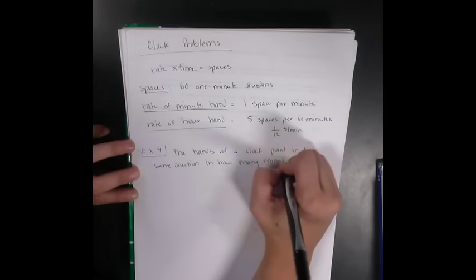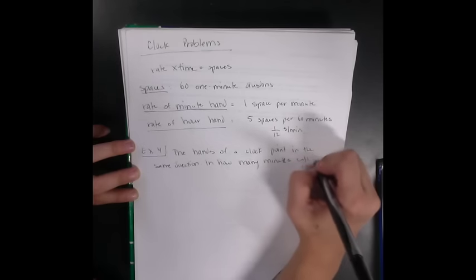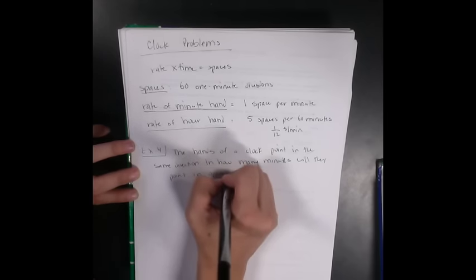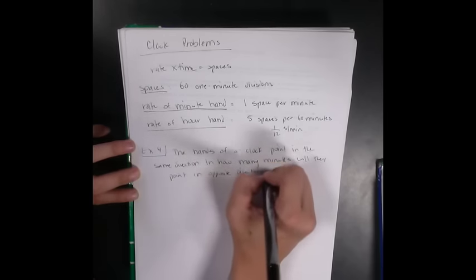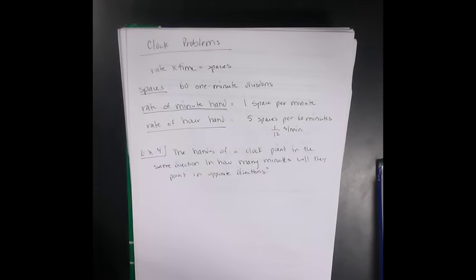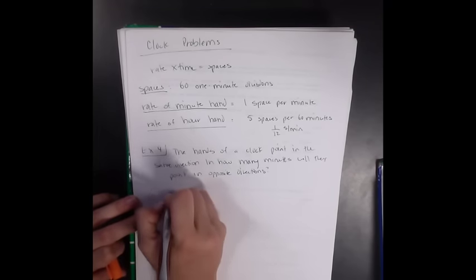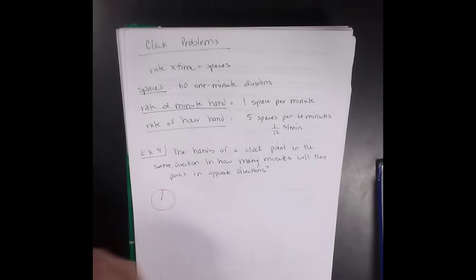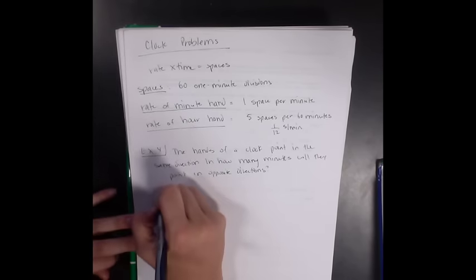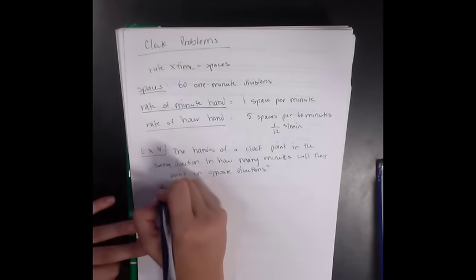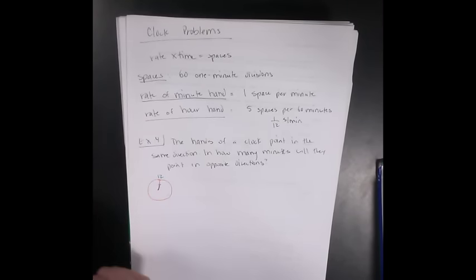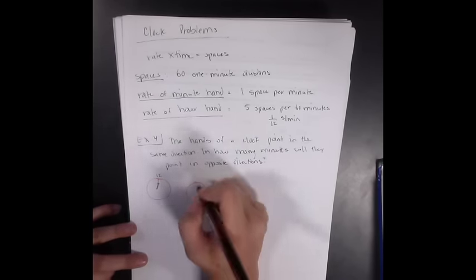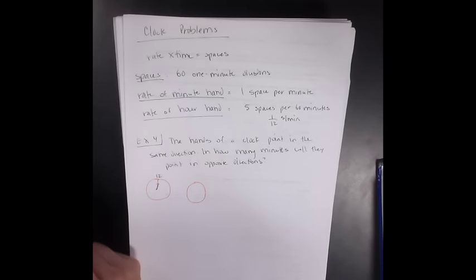In how many minutes will they point in opposite directions? Okay, so let's first imagine we have a clock, right? And it's telling me that my minute hand and my hour hand are pointed in the same direction, like at the 12 o'clock, for example. Now it's telling us we want to know when they will be pointing in opposite directions.